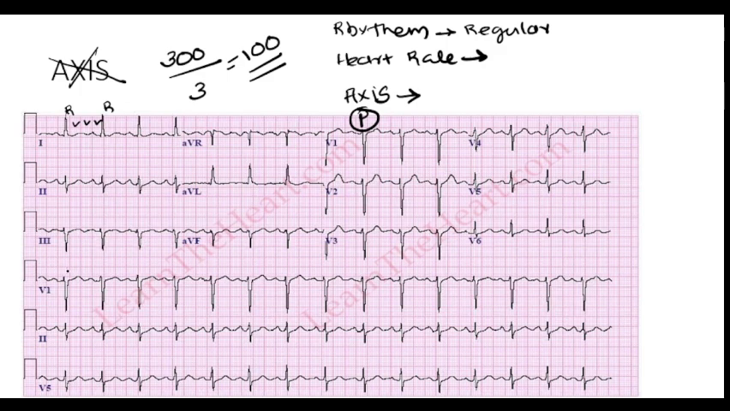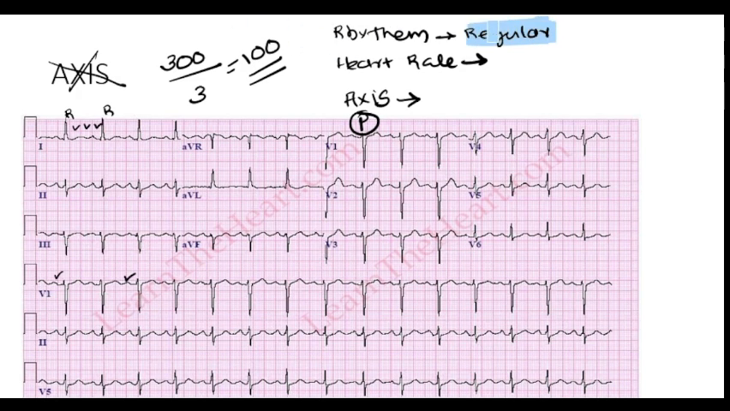Okay, so we have a P wave here, we have a P wave here. Yes, P wave is present, so we can exclude atrial fibrillation here, and more than that, you can exclude atrial fibrillation in the beginning itself. Because of what? Because of the rhythm. Regular rhythm is not seen in atrial fibrillation. Atrial fibrillation always will have irregular rhythm.